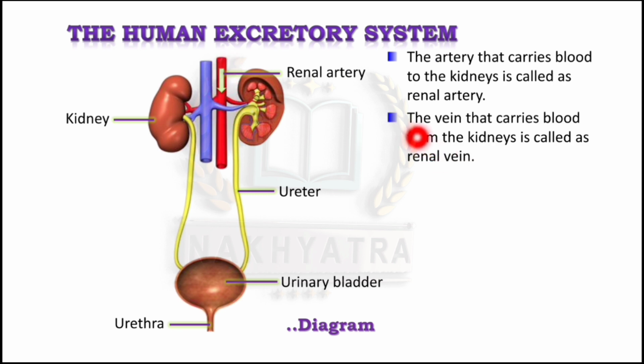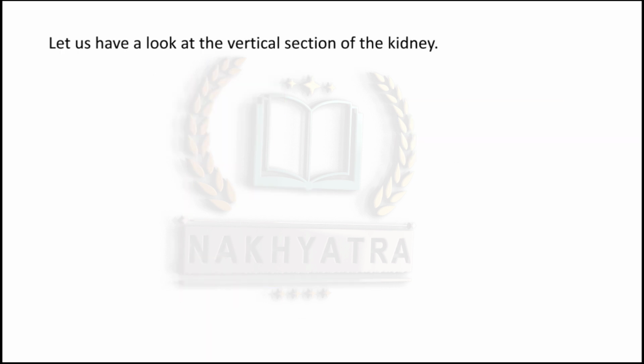Next see, the vein that carries blood from the kidneys is called the renal vein. Now don't get confused between the renal artery and the renal vein, because the renal artery carries blood to the kidneys whereas the renal vein carries blood from the kidneys. Clear everyone? Now let us have a look at the vertical section of the kidney.